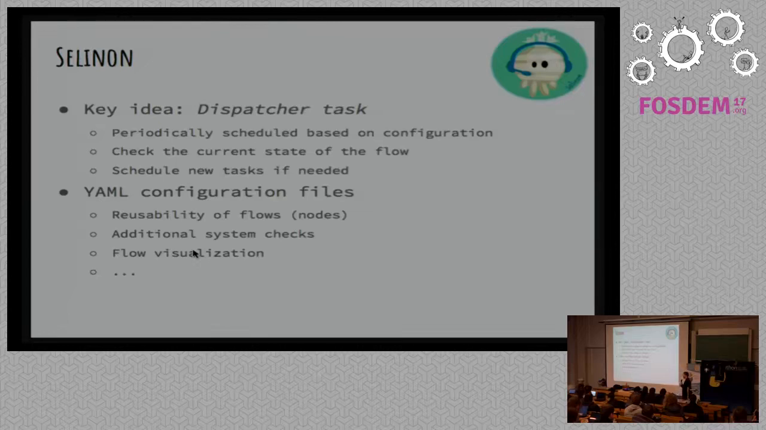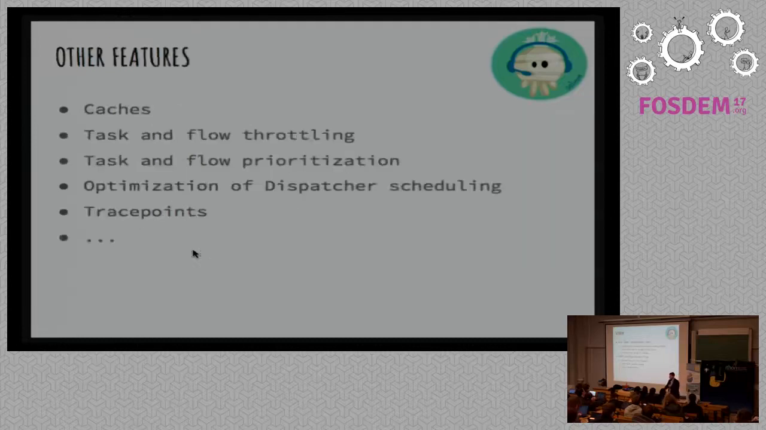You just provide a YAML configuration file, and this YAML configuration file is automatically parsed. There are also some additional checks that your YAML configuration file is correct. There's also a way to visualize flows, so you can just provide your YAML configuration file, and Selinon will give you these graphs as shown in the pictures.